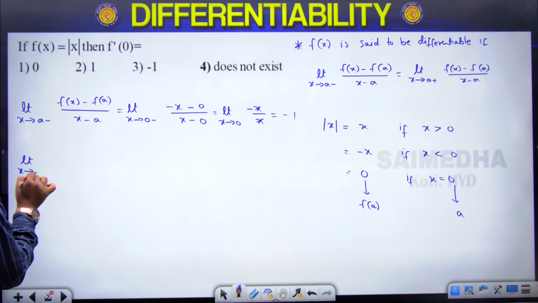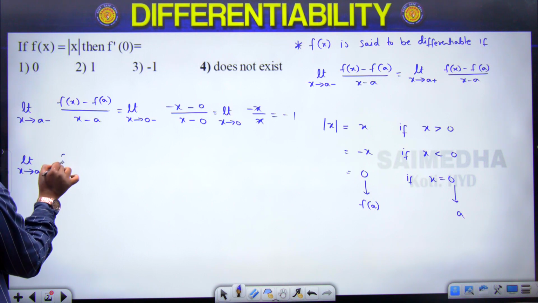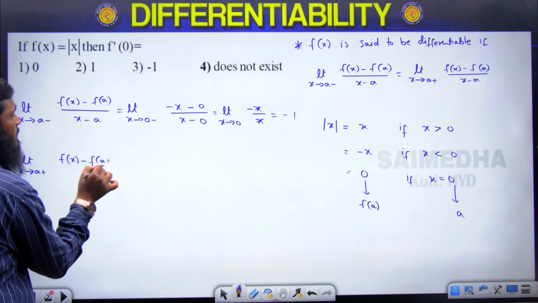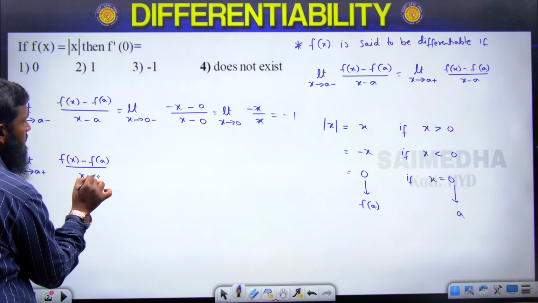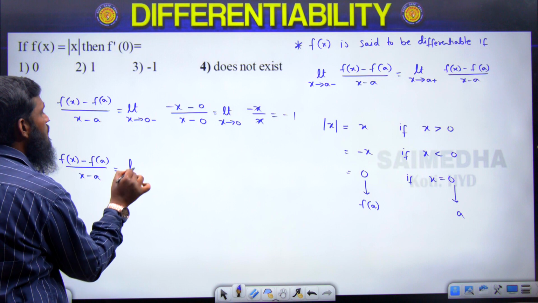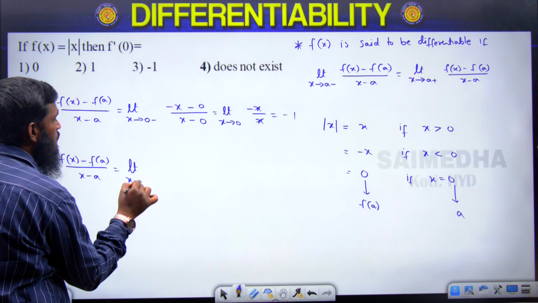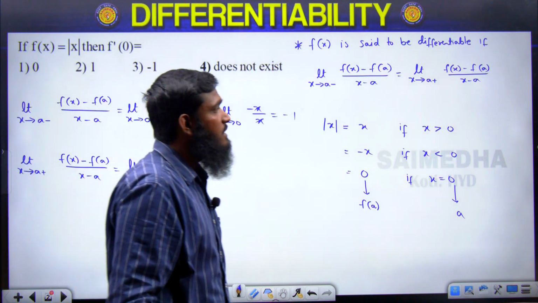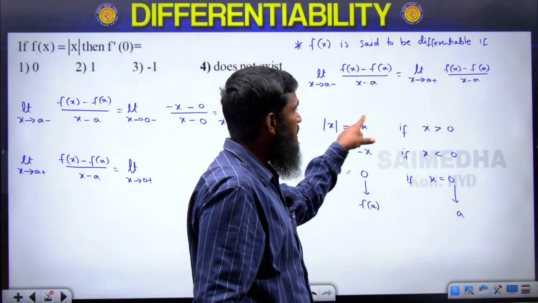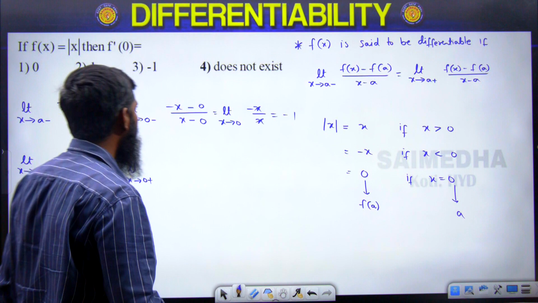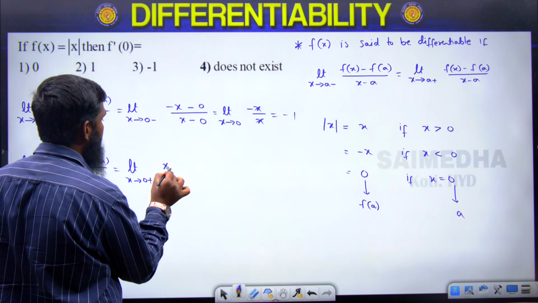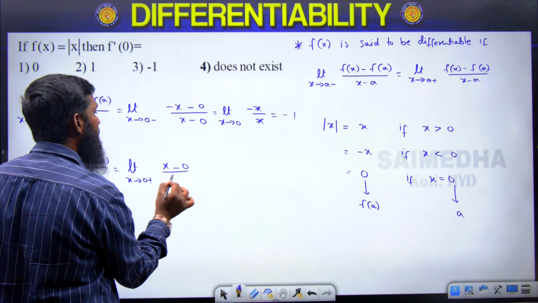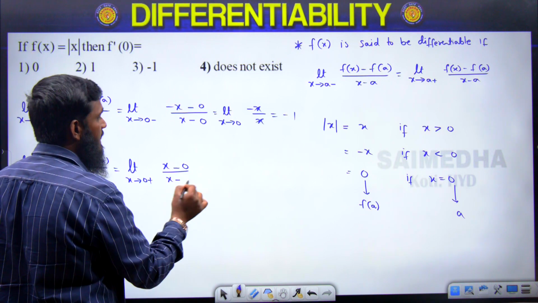Limit x tends to a plus. A plus means what are we taking now? F of x minus f of a divided by x minus a, equals limit x tends to 0 plus. Now, a plus means what we have taken? 0 plus. 0 plus means what function do we have to take now? x. We are taking x over here. So if you take x, x minus, what is the f of a value? 0, divided by x minus, what is the a value?